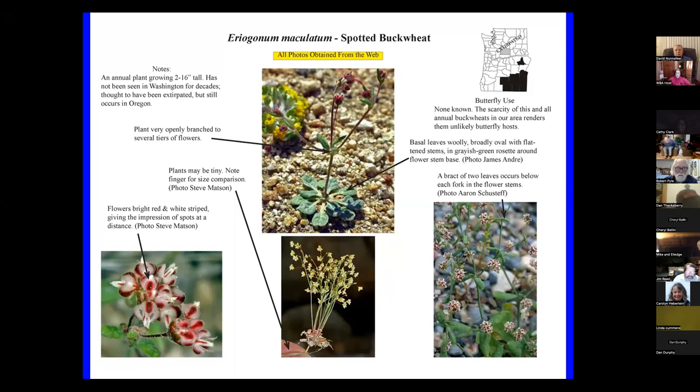And this plant was known from, I guess, the city limits of Yakima, down along the Yakima River, but it apparently has been extirpated because it has not been seen since the 1930s. And botanists have been out looking for this, but it still may pop up. We never know. It was here.